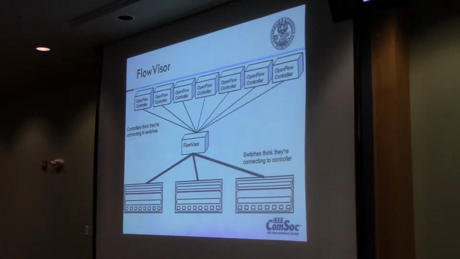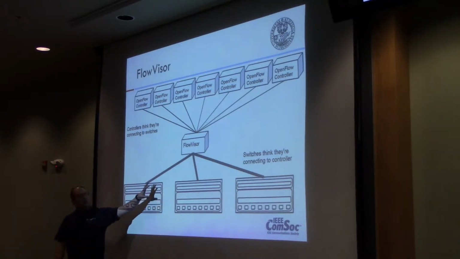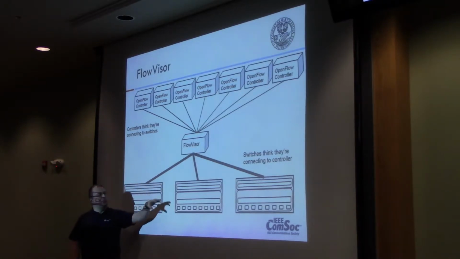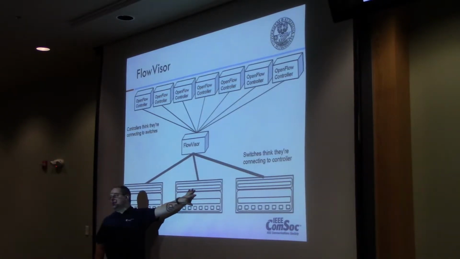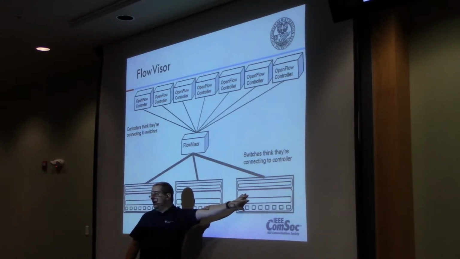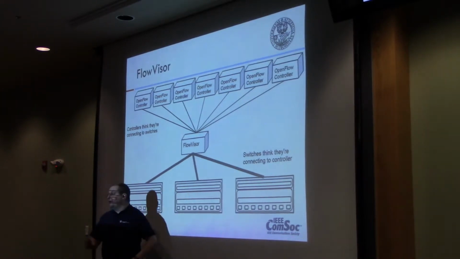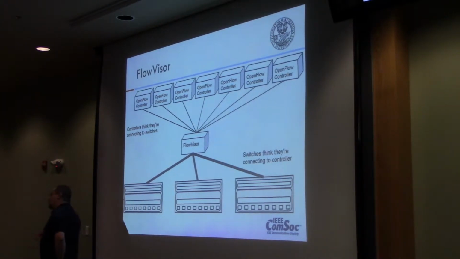Slicing means I take a subset of my network and show it to one controller. So one controller will see, for example, these two switches. The other controller will see this one and this one. But the controllers that share this will have different rules to interact with that switch.